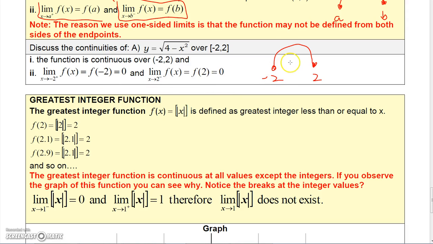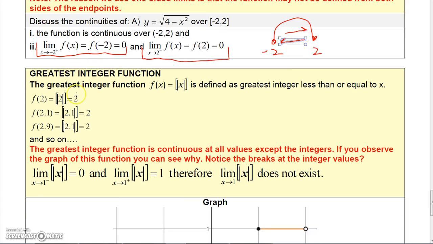Also, if you get the limit of this function as x approaches negative 2 from this side, you'll see the function goes to 0. And if you get the limit as x approaches 2 from this side, you'll see that this function goes to 0. So for negative 2, the right-hand limit is the same as the functional value, and for positive 2, the left-hand limit is the same as the functional value.